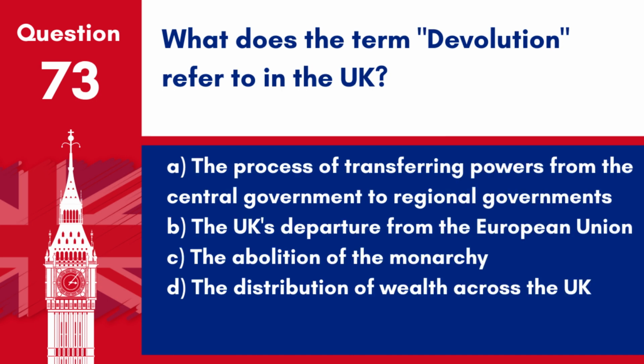Question 73. What does the term devolution refer to in the UK? A. The process of transferring powers from the central government to regional governments. B. The UK's departure from the European Union. C. The abolition of the monarchy. D. The distribution of wealth across the UK.